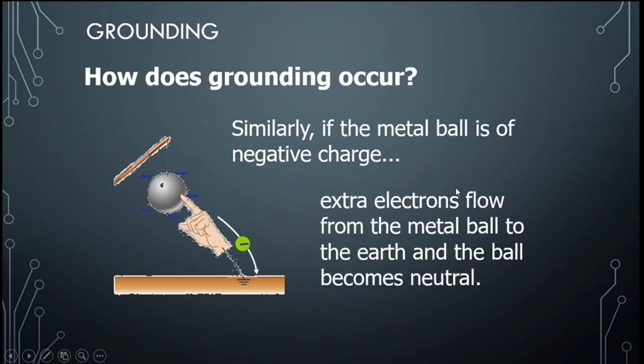How about if the metal ball is negatively charged? The extra electrons flow from the metal ball to the earth and the ball becomes neutral.